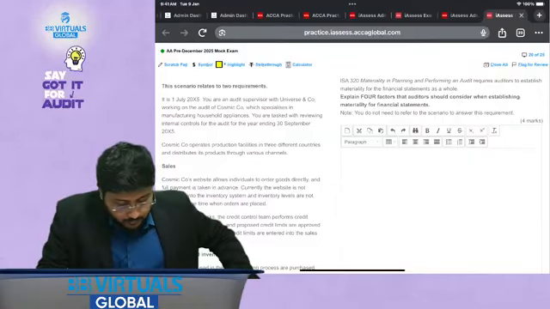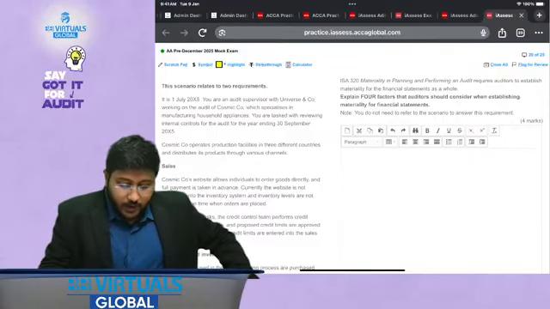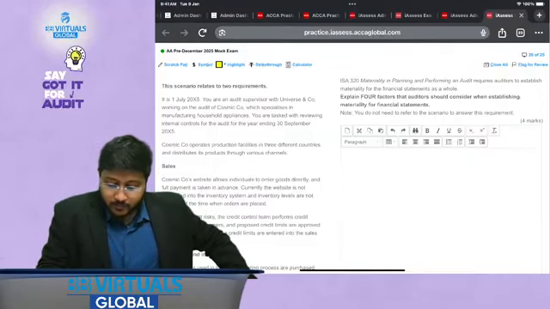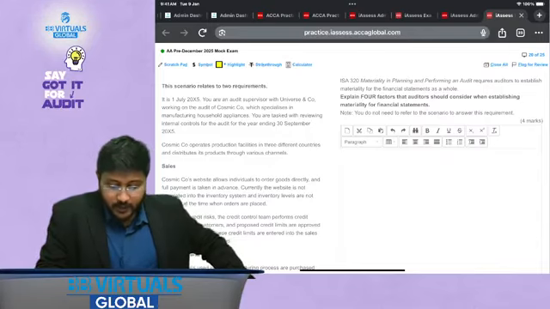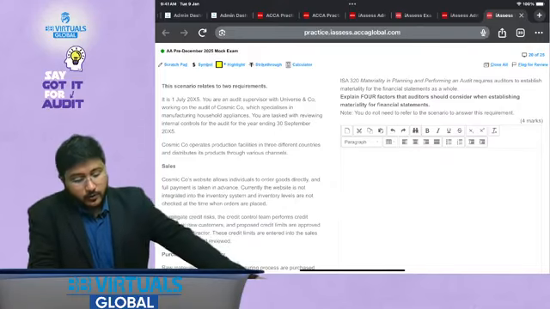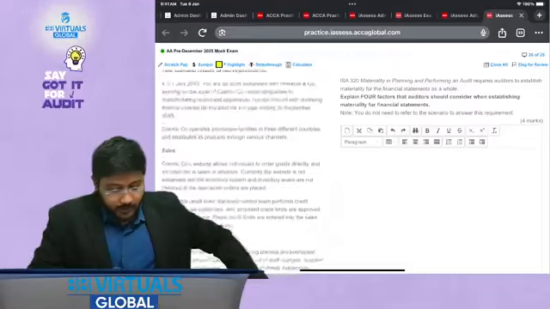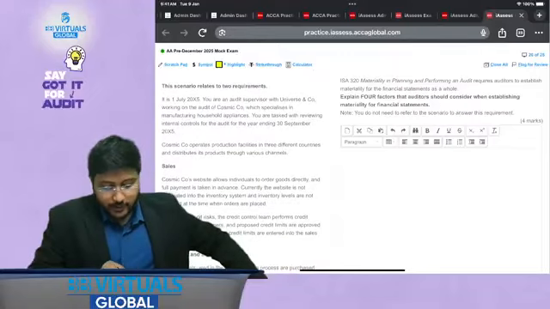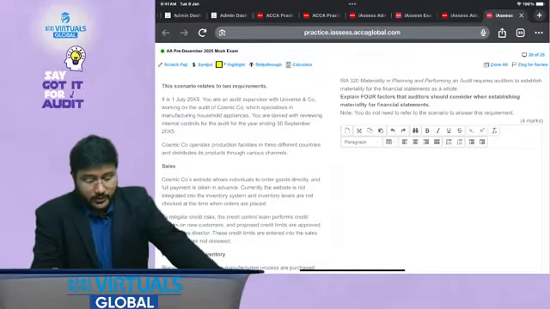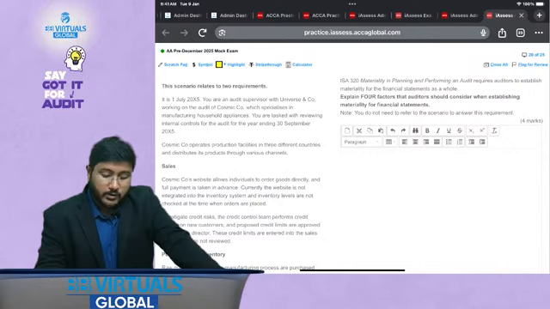Now ISA 320 Materiality in Planning and Performing an Audit requires auditors to establish materiality for the financial statements as a whole. Explain 4 factors that auditors should consider when establishing materiality for the financial statements. Now my friends, this particular case study is not at all valuable for this requirement, which is for 4 marks.